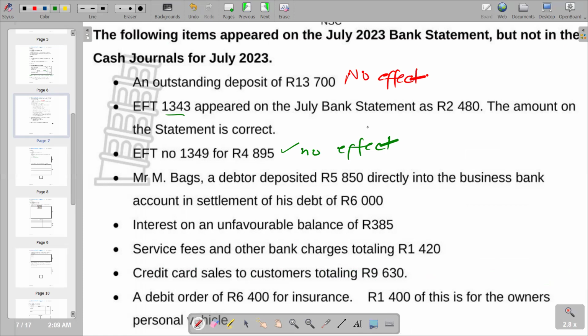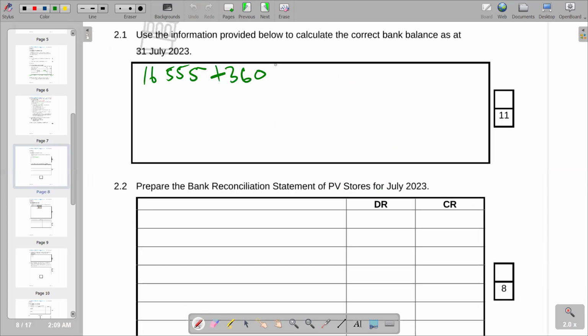From that scenario, we can now go to the next one, which is point number 4. Mr. MBEX made a deposit of 5,850 directly into the business bank account in settlement of his debt of 6,000. Basically, we are not worried about the amount of the debt. We are worried about the actual amount that was deposited, which is 5,850. And it's a deposit, so it's going to increase the bank balance. So we come here, we say plus 5,850. And we go to the next one.